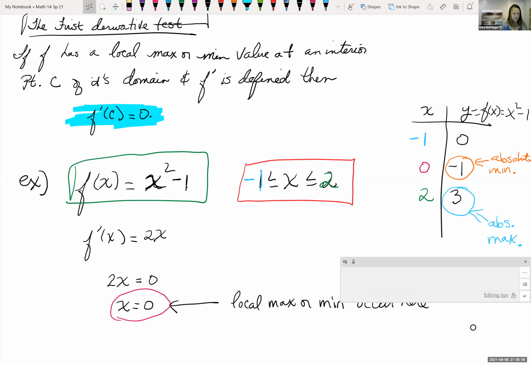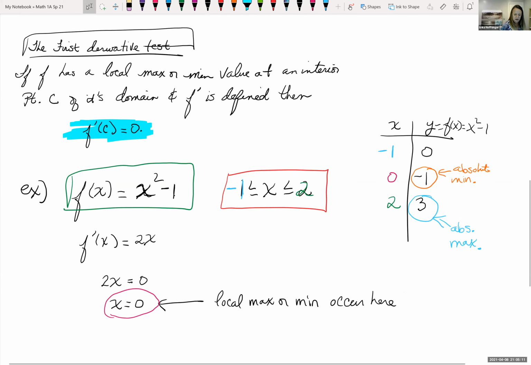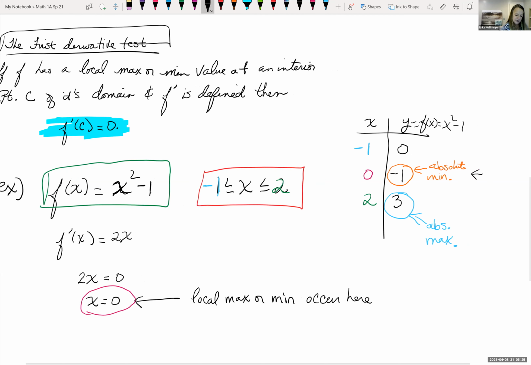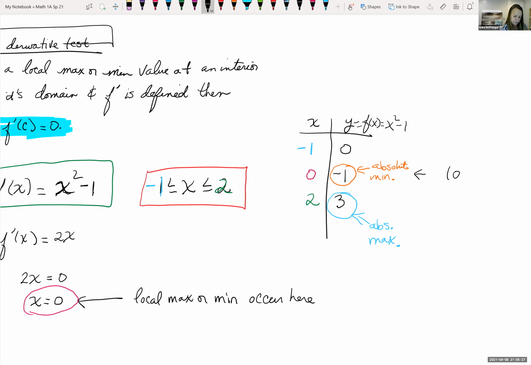So you're going to figure out what value sets your derivative equal to 0. You're going to plug in those values into the original function, and the endpoints into the original function, to find the absolute max and absolute min. They wanted the point. That point here is going to be 0, -1. And here, this point would be 2, 3.